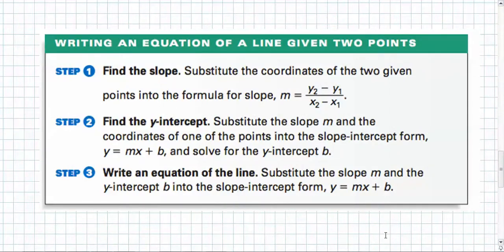To sum up, if you're given 2 points and you're trying to find the equation of that line, first find the slope using the equation m equals y2 minus y1 over x2 minus x1. Then find the y-intercept by substituting in the slope m and the coordinates of one of the points. Either one will work. You'll get the same equation. I like the ones with positive numbers, or just pick the one that looks easier to substitute. And then once you find b, you take that and plug it into y equals mx plus b because you already found m in step 1. So find the slope, find the y-intercept, and then write the equation.